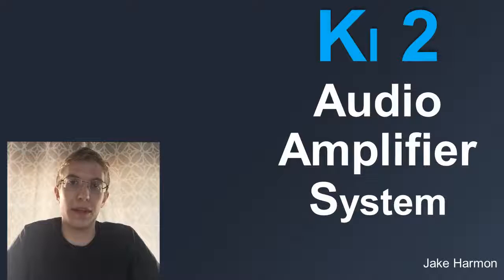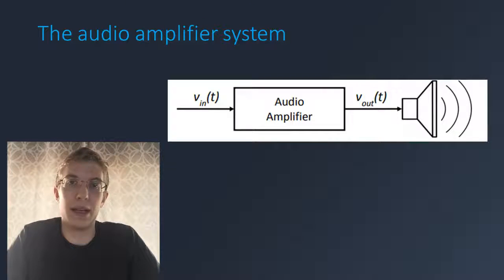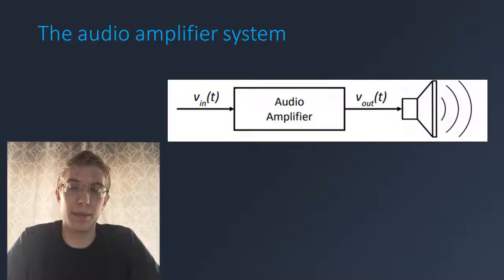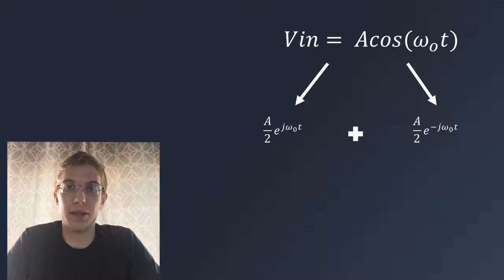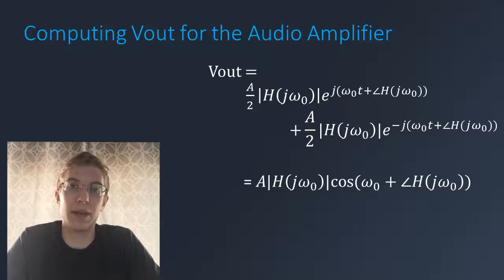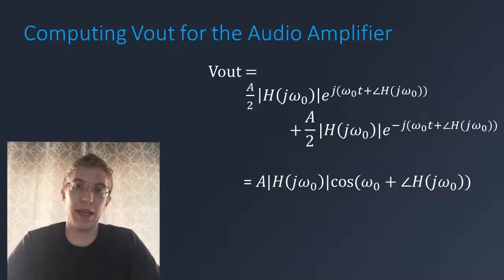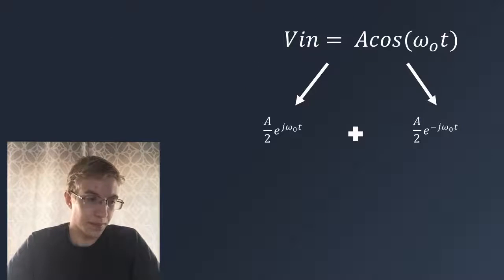For KI2, the focus is on an audio amplifier system which takes an input signal and amplifies it for use by a speaker. To begin, the audio amplifier can be approximated as a linear time invariant system. Since the input to this system is sinusoidal, or equivalently a linear combination of complex exponentials, the output of the system in the time domain can be seen as the transfer function of the system times the original input. And so it's going to be scaled by the magnitude of the transfer function and shifted in phase by the phase of the transfer function.